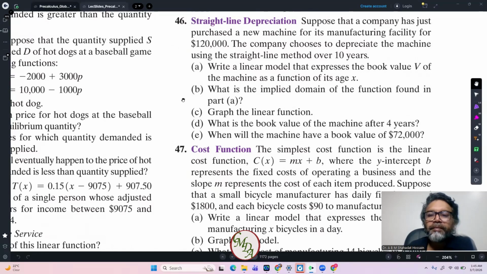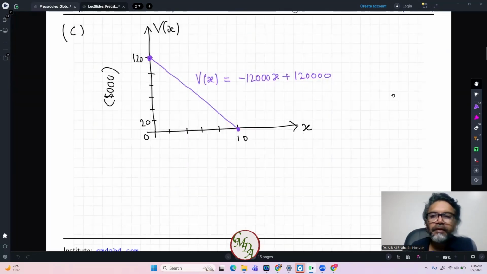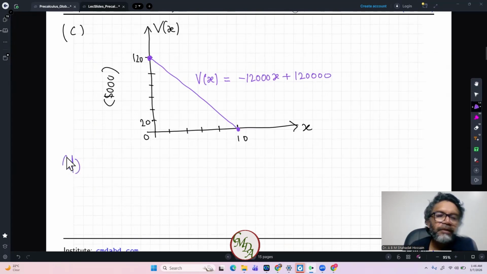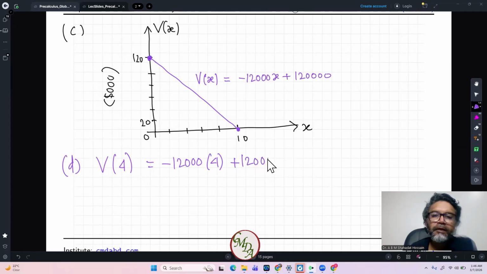What is the book value of the machine after 3 years? So we got the linear model for the function. Now what is the book value of this machine after 3 years? Well, the price will depreciate and keep decreasing. So V of 3: we substitute x by 3 and then calculate the result. You can calculate it easily. I will leave it for you.